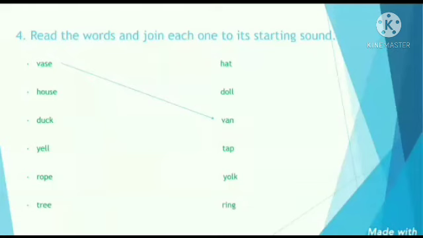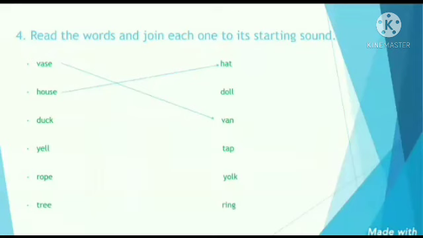In column B, you have to find out where the first sound H is there. So see the first word, hat, H. I repeat, hat. The first sound is H and we want H sound. So we will match this. That is house and hat. House, starting sound is H, and hat, starting sound is also H.